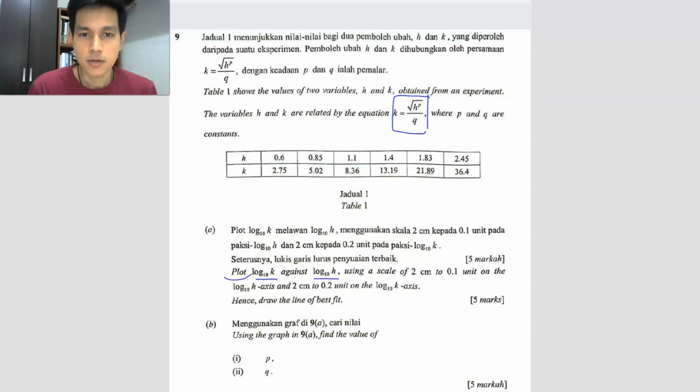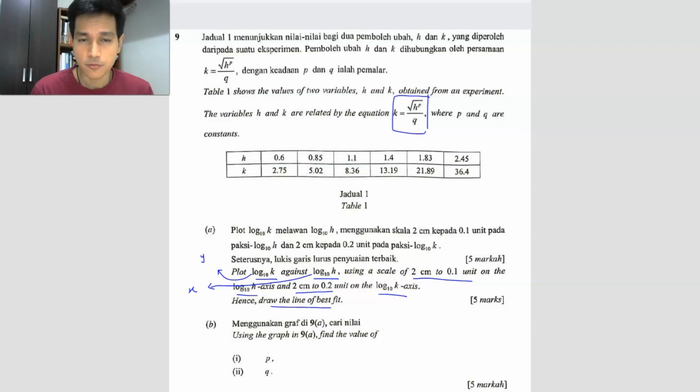So what does this mean? This one will be your y-axis and this will be your x-axis. Make sure you take note of that. Then they said using a scale of 2 cm to 0.1 unit for the log h-axis and 2 cm to 0.2 unit for log k. Alright, so make sure you all use the scale, otherwise you will lose marks. So hence draw the line of best fit.